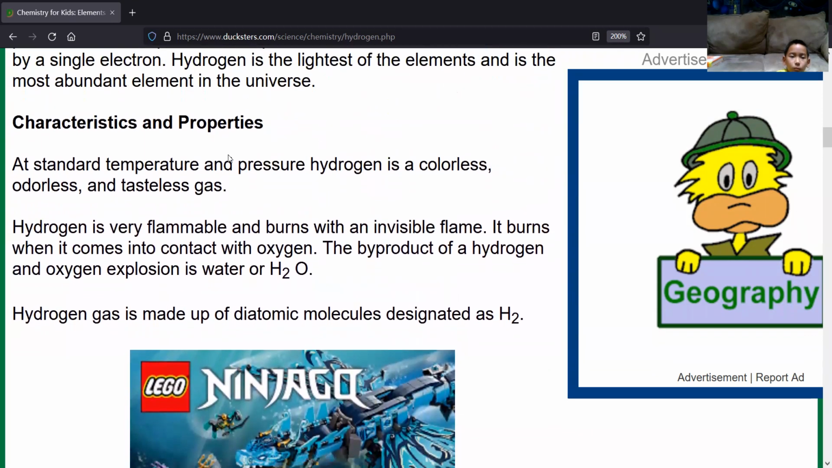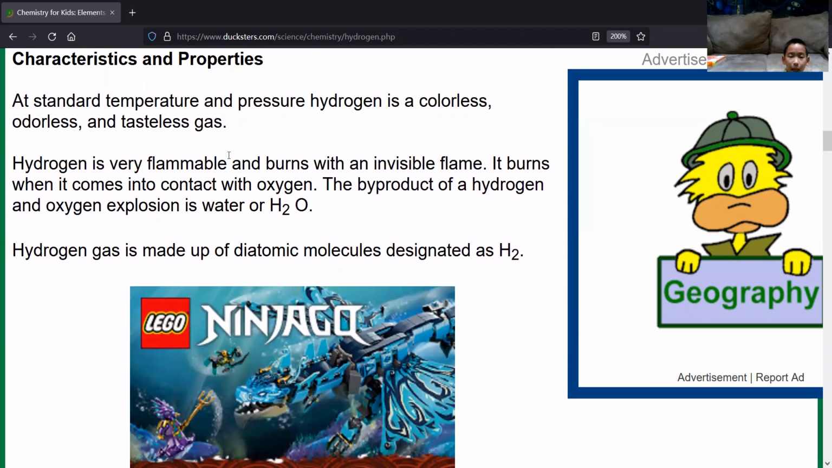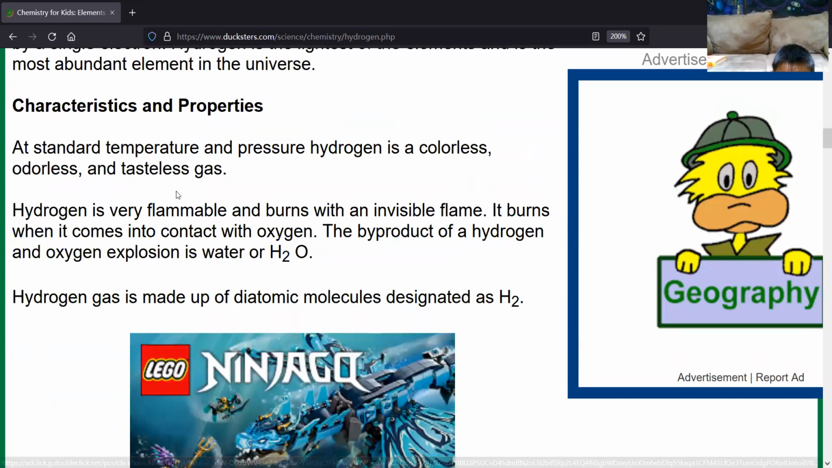Okay, so characteristics and properties. At standard temperature and pressure, hydrogen is a colorless, odorless, and tasteless gas. Hydrogen is very flammable and burns with a visible flame. It burns when it comes into contact with oxygen. The byproduct of a hydrogen and oxygen explosion is water. Hydrogen gas is made up of a diatomic molecule defined as H2. Yeah, H2.